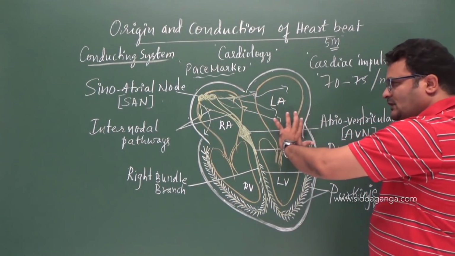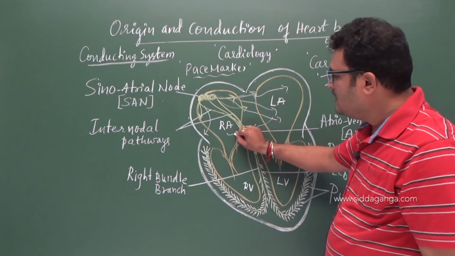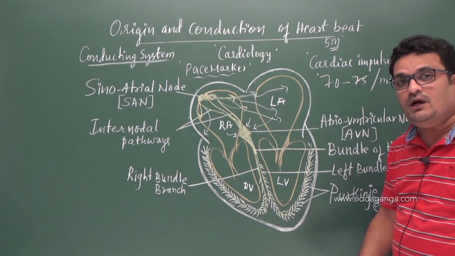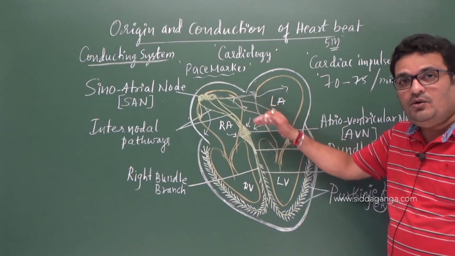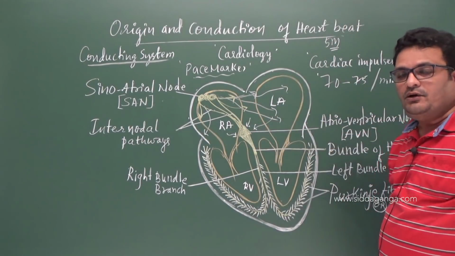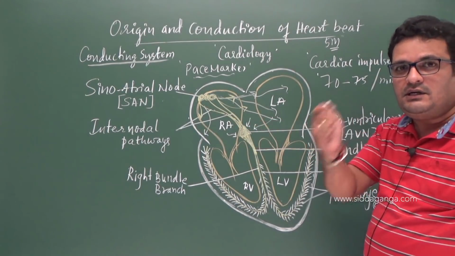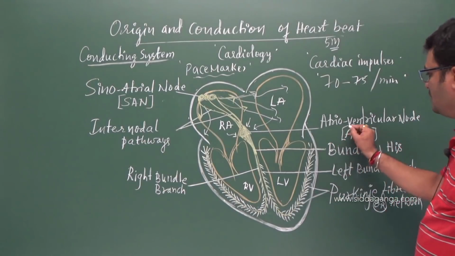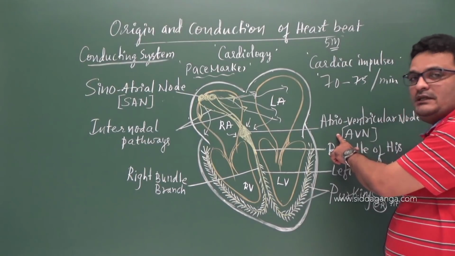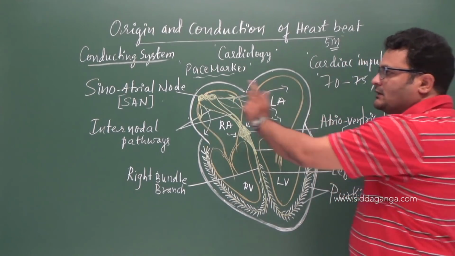So these impulses move, and again they converge into a special region between the atrium and ventricles, called the atrioventricular septum. In the region of the septum, a group of muscle fibers forms the AVN, that is the atrioventricular node. This node is also able to generate impulses, but compared to SAN it is very less, and it is smaller than SAN.